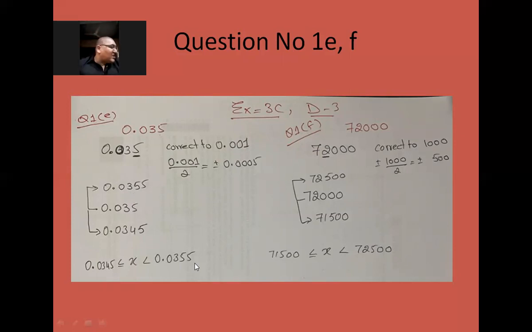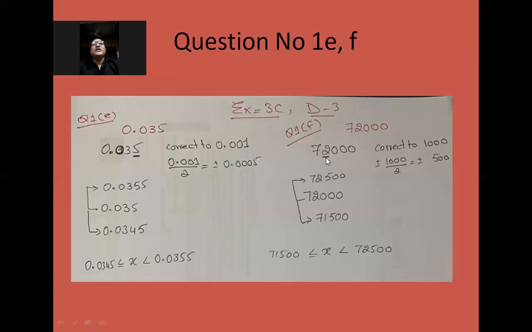So the next question is question number 1, part F, and the number given to us is 72,000. It is correct to two significant figures. 7 is the first significant figure and the 2 is the second significant figure. So this is your second significant figure. What is the place value of this location? The place value here: units, tens, hundreds, thousands.